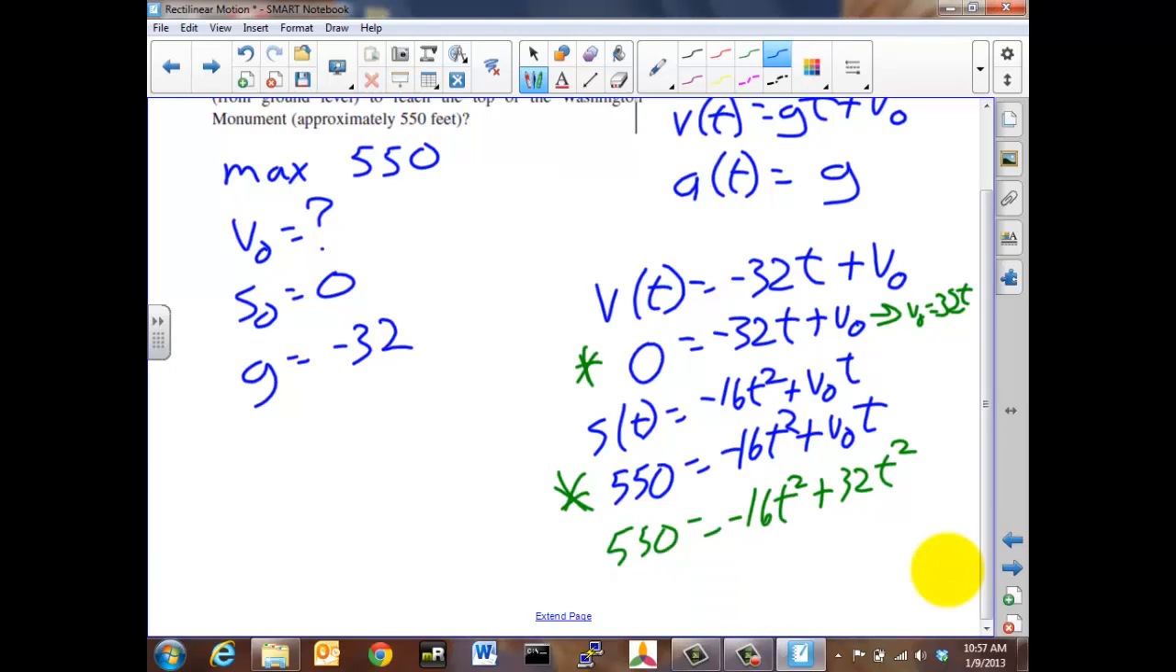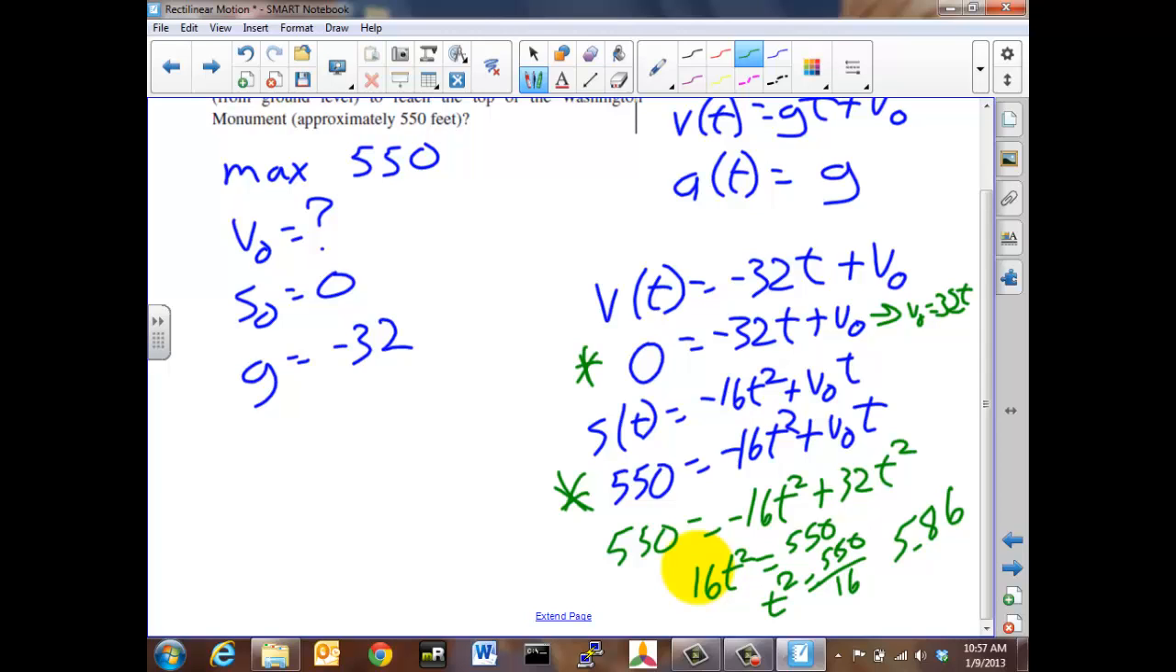Okay, so we get what out of this answer here? We get 16t squared equals 550. So t squared is 550 over 16. So we can figure out an answer from that, right? 5.86. I just got 48. Is that our answer?